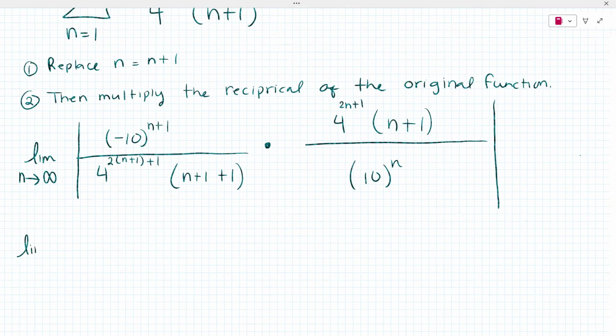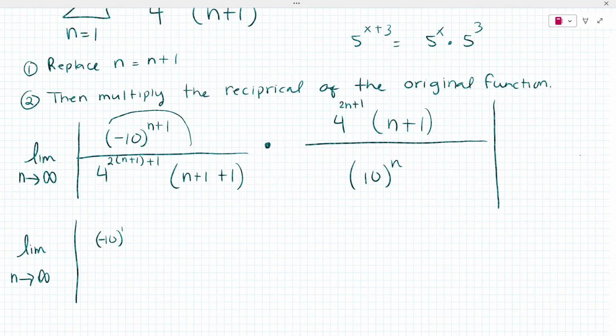So it's going to be the limit as n approaches infinity. And if you recall, when you're raising to a power, you're technically multiplying. For example, 5 raised to the x plus 3 is the same thing as 5 to the x times 5 to the 3. So if you look at this term, we have negative 10 raised to the n plus 1. That's equivalent to negative 10 raised to the n times negative 10 raised to the power of 1.